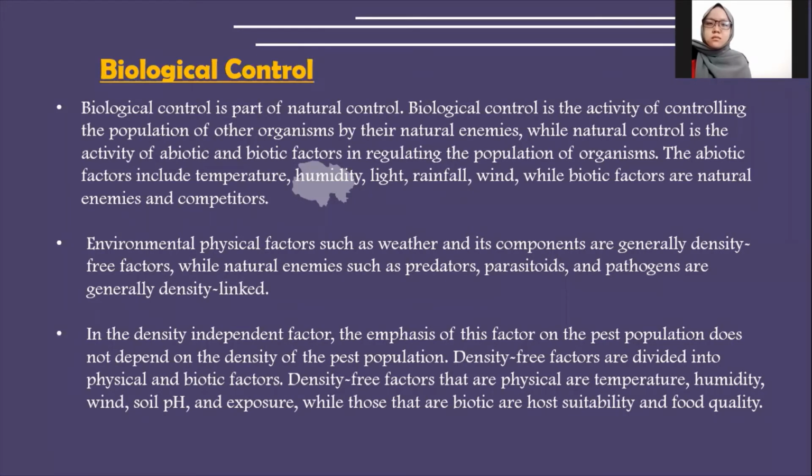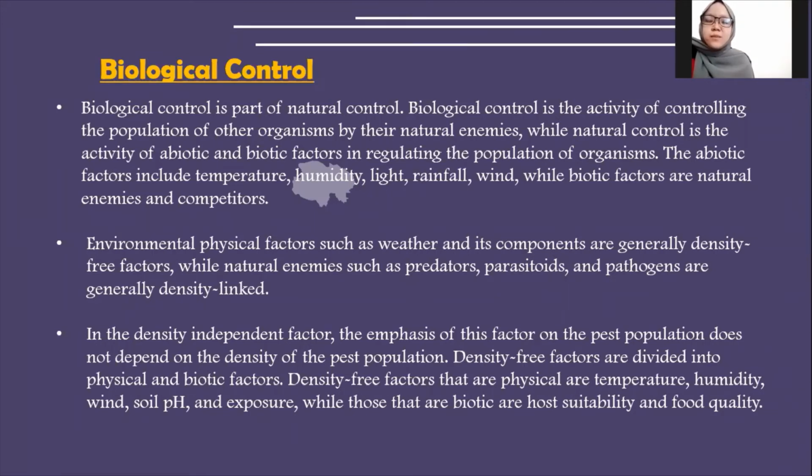Biological control. Biological control is part of natural control. Biological control is the activity of controlling the population of other organisms by their natural enemies. While natural control is the activity of abiotic and biotic factors in regulating the population of organisms. The abiotic factors include temperature, humidity, light, rainfall, wind, while biotic factors are natural enemies and competitors.